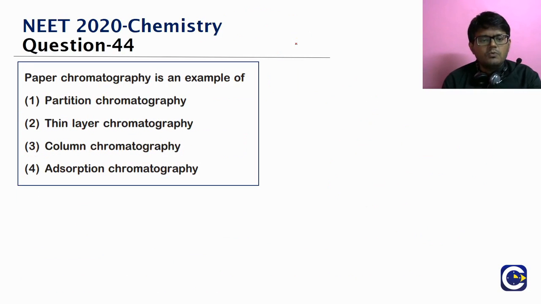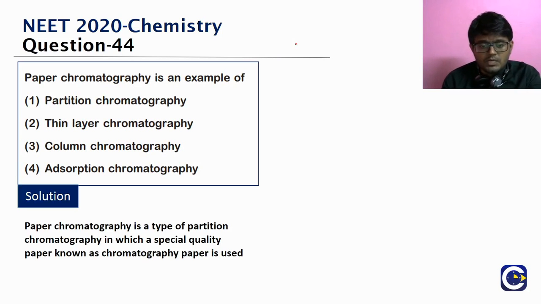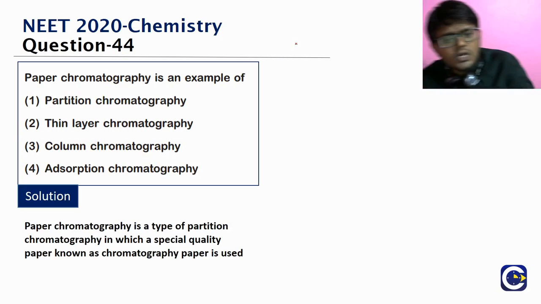Okay, so we'll move on to the next question. Question number 44. This is the theoretical question. Paper chromatography is an example of. So what does paper chromatography represent? So what is paper chromatography? It's basically a type of partition chromatography where we use the chromatography paper.